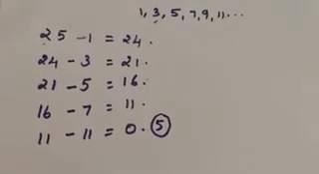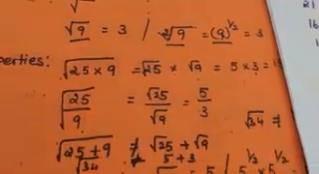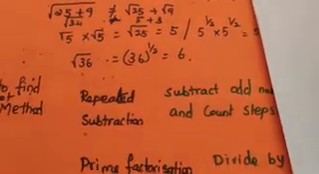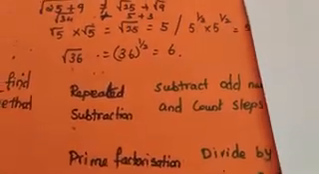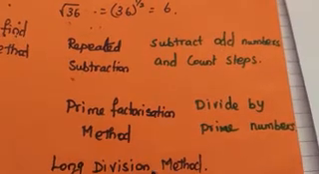This repeated subtraction is simple to do, but it is complicated to solve for bigger numbers. When it comes to a bigger number, it is again a long method to solve, so it is not that easy for you. And the next method is the prime factorization method.